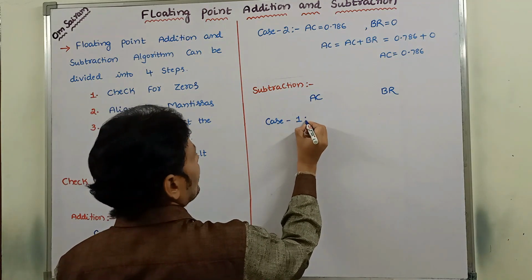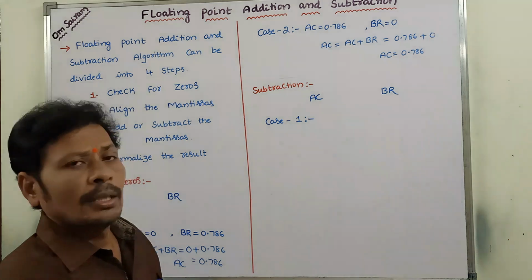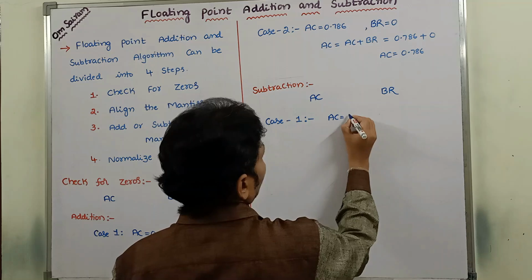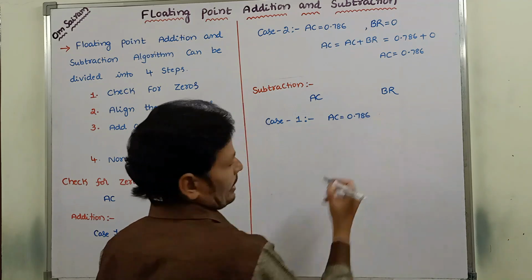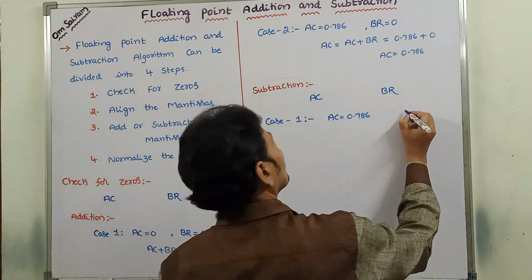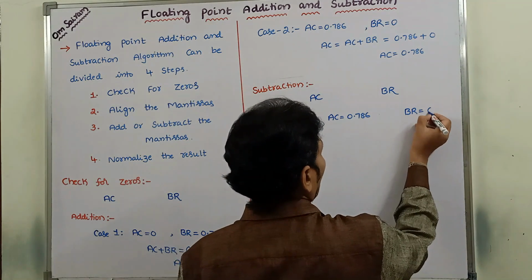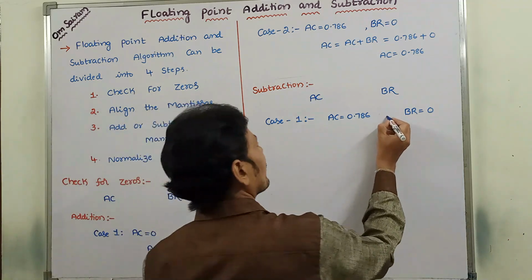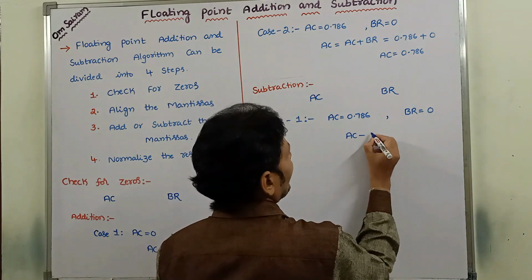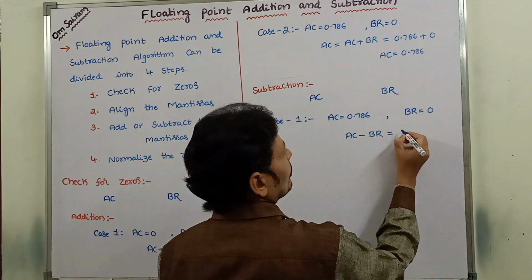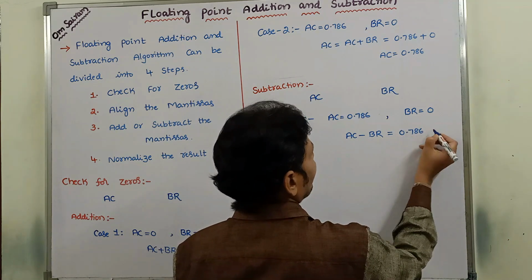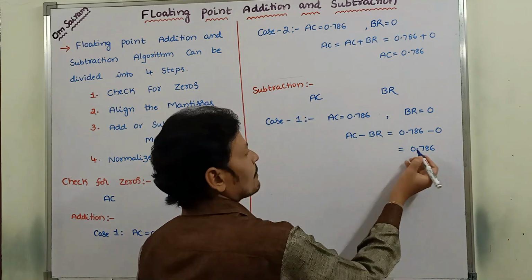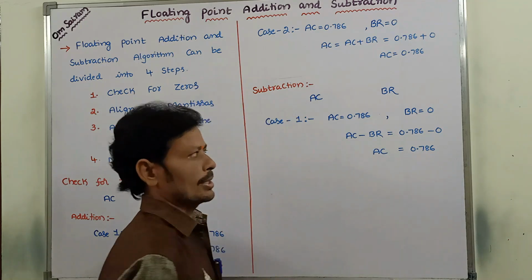So case 1, suppose the first floating point number contains a non-zero value. So that is AC is equal to 0.786. The second floating point number that is stored in the BR register, its value is 0. Then we have to perform the subtraction operation. Subtraction operation is nothing but AC minus BR. That is equal to 0.786 minus 0. That is nothing but 0.786. This value is stored in the AC register.